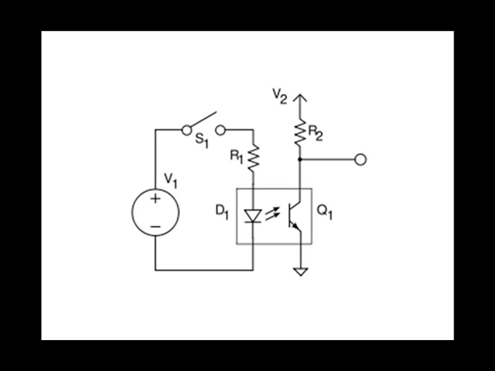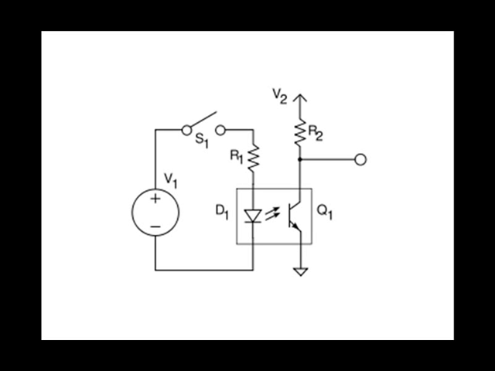This isolation allows us to use a higher voltage for our field devices than would be used on the controller itself. So V1 could be 115 volts AC, whereas V2 on the controller itself is TTL or 5 volts DC.